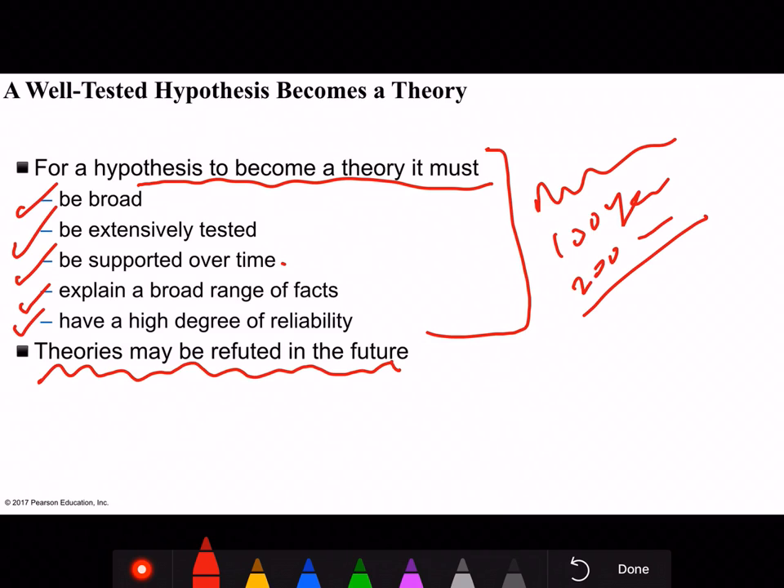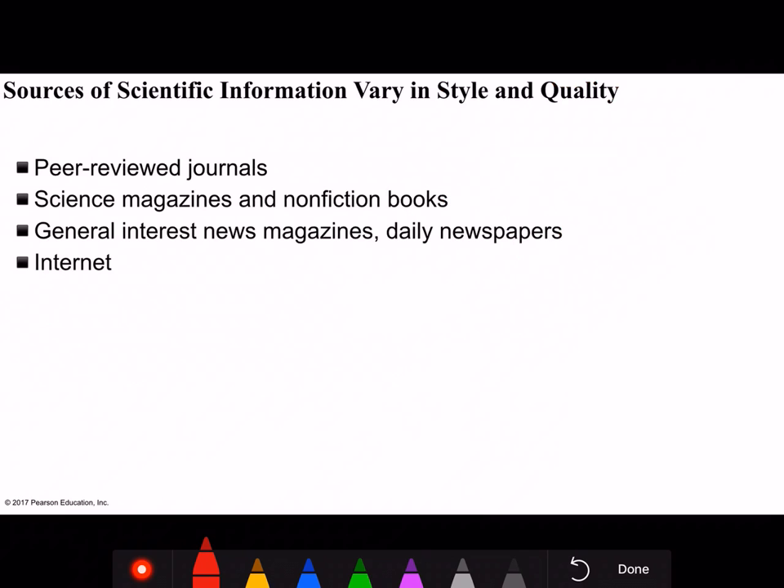And that is again one of the things that are so beautiful about science, that it is always pushing you to understand more and come up with better answers for these phenomena. Now, for scientific information, the sources of scientific information would vary in style and quality. So, not everything written in scientific language would be scientific information.